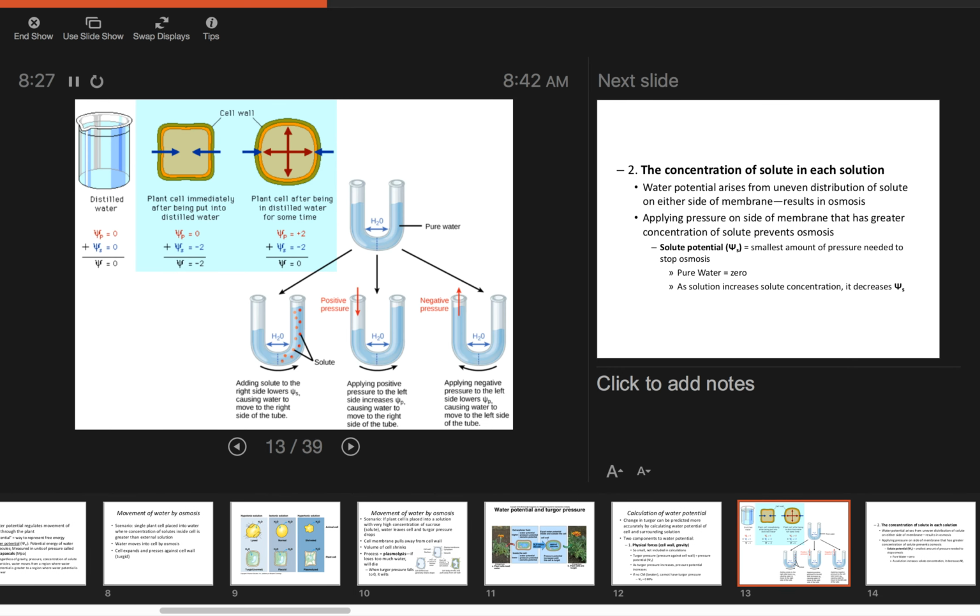Here's a diagram just showing distilled water, where the potential is 0. But for a plant cell immediately after being put into distilled water, it was 0, but now it's -2 because water is going to be rushing in from high water to low water. Now I have a water potential of -2. But after it's been in distilled water for some time, eventually we will reach equilibrium and it will become turgid, and now our water potential is 0.